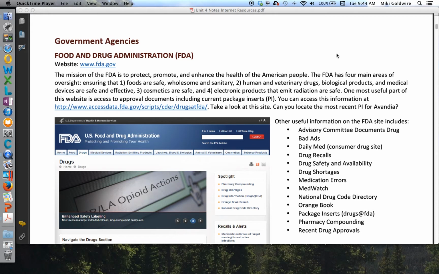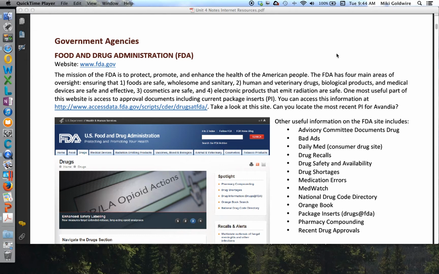The FDA has four main areas of oversight. Number one, ensuring that foods are safe, wholesome, and sanitary. Number two, human and veterinary drugs, biologic products, and medicinal devices are safe and effective. Number three, cosmetics are safe. And number four, electronic products that emit radiation are safe.